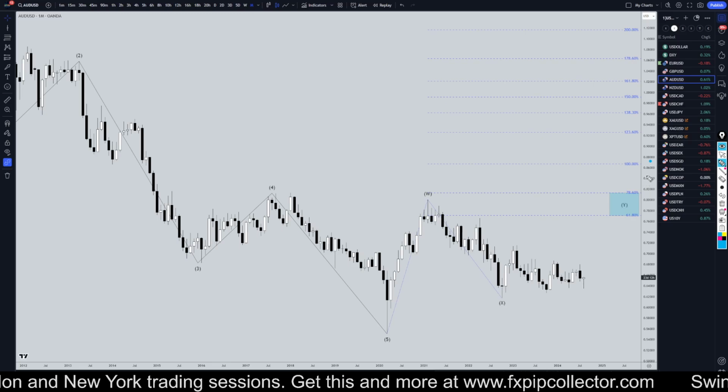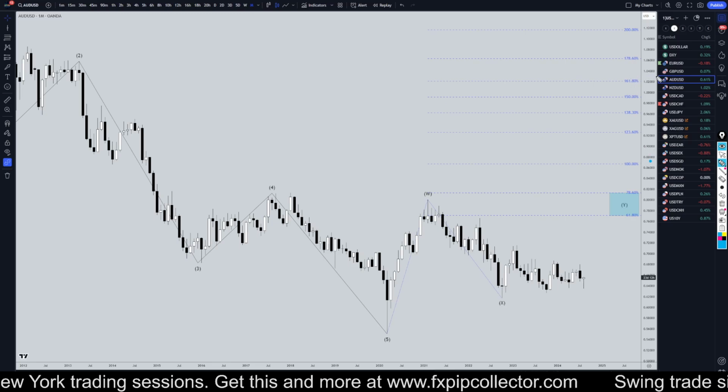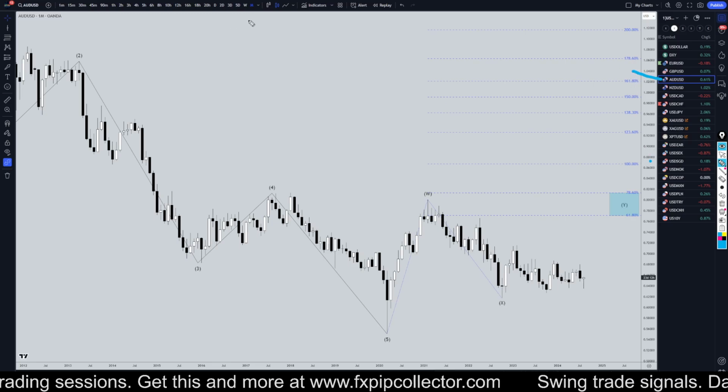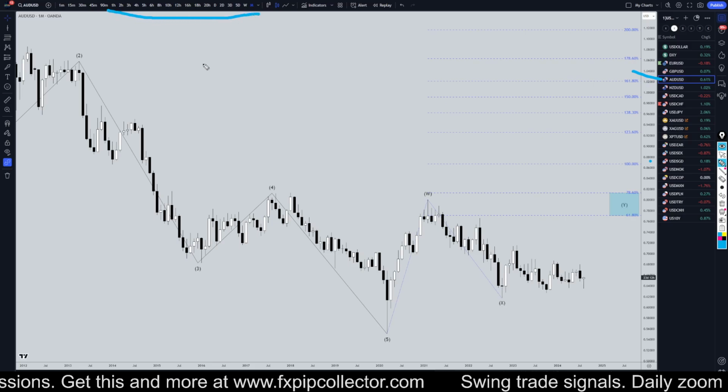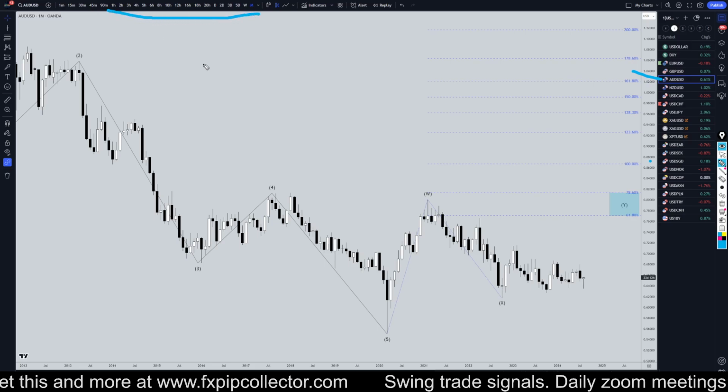Today is Wednesday, August 7th, and I'm going to be analyzing the Aussie US dollar, starting on the monthly, working my way all the way down to the 1 hour time frame for the full top down analysis.